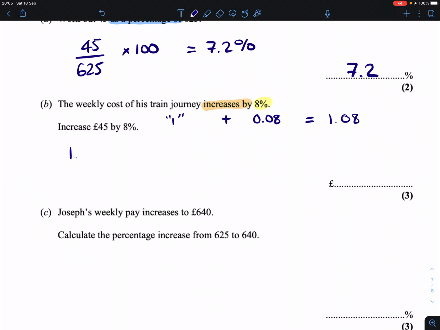So our decimal multiplier here is going to be 1.08. So we can take 1.08 multiplied by 45 to get 48.6, which in money terms we would have to write with 2 decimal places, £48.60.